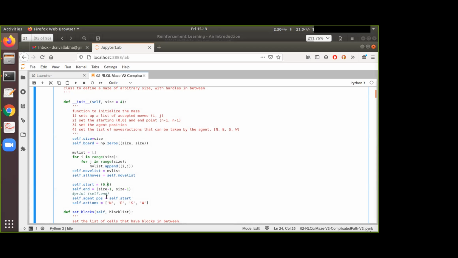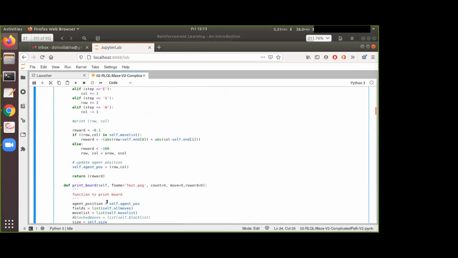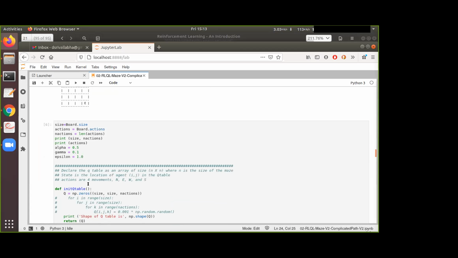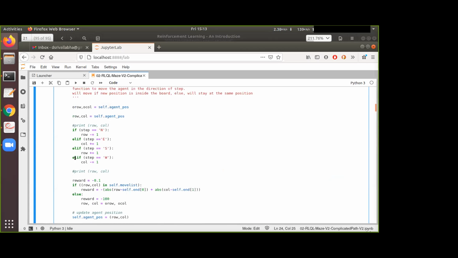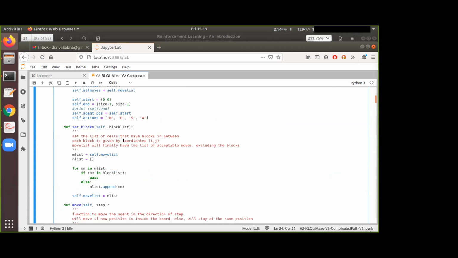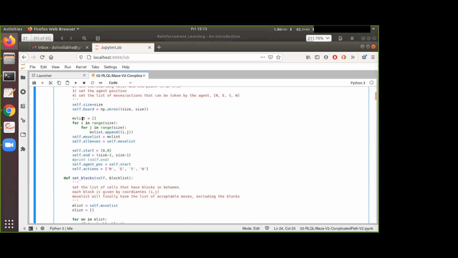And the agent position is at the start. The actions that the agent can take are 4. It can move north, east, south, or west. These are simple directions for us. So if this is the board, the agent is here, moving north is going up, east is to the right, south is below, and west is to the left. Agent can go any of those. These are the 4 actions that are permitted for the agent. This is basic initialization.